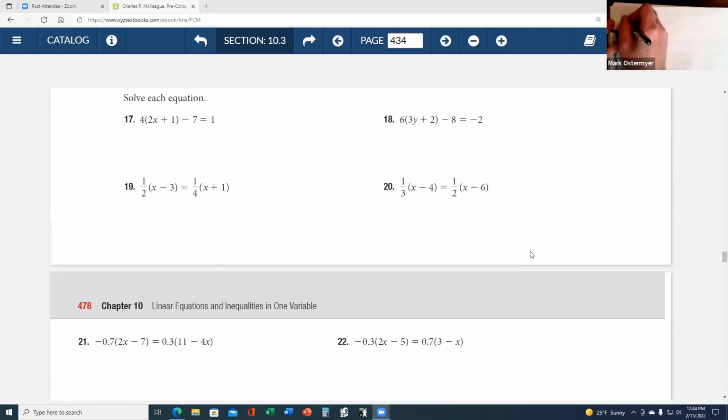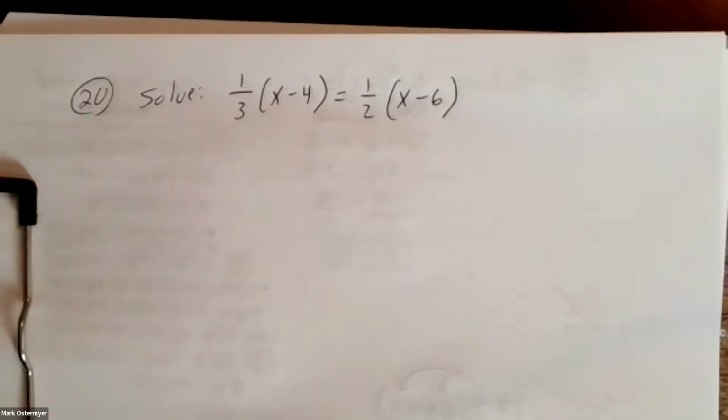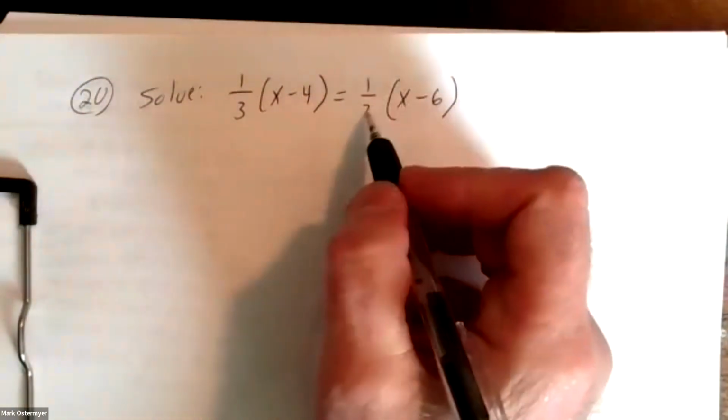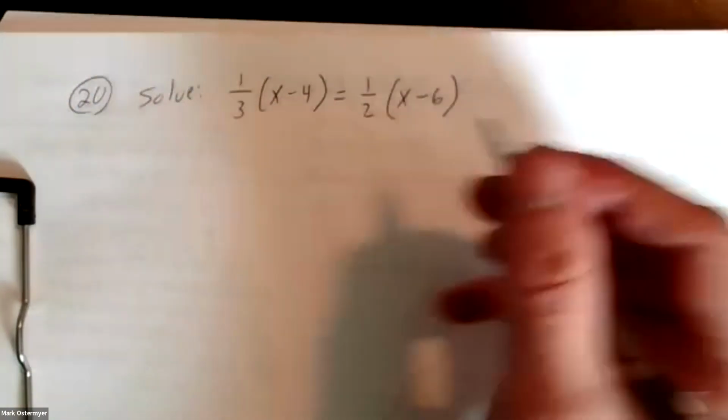So, problem number 20. To solve this equation for the variable x, we're going to get rid of these fractions first. And what's the least common denominator of 2 and 3?